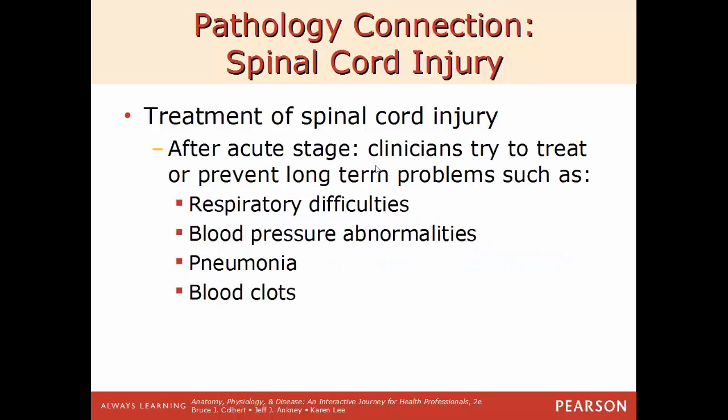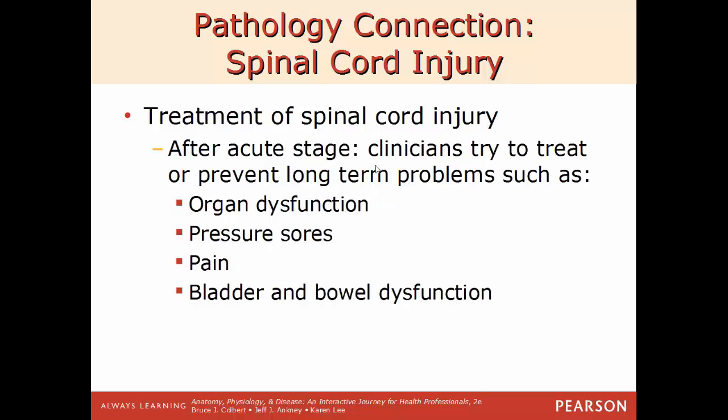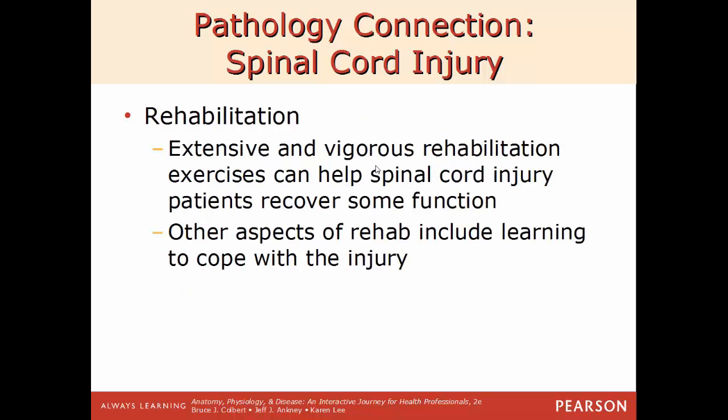After this acute stage, clinicians will try to treat or prevent any long-term problems, such as respiratory difficulties, abnormalities of blood pressure, pneumonia, blood clots, organ dysfunction, pressure sores, pain in general, and also bladder and bowel dysfunction. Now, in some cases, extensive and vigorous rehab exercises can help spinal cord injury patients recover some function. Other aspects of rehab include the patient learning to cope with and live with the injury.